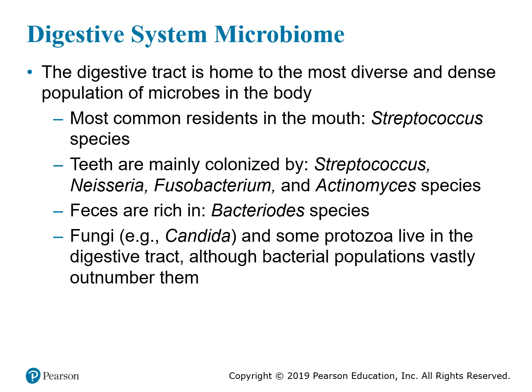The digestive tract is home to the most diverse and dense population of microbes in the body. Microbes will reside on mucosal membranes throughout the digestive tract and in different locations along the GI tract. You have different genera of organisms. The most common residents include the Streptococcus species that can be found in the mouth. The teeth can be colonized by various organisms. Feces has Bacteroides, and some fungi and protozoa will also live in the digestive tract, although the bacterial population can outnumber them. They can still reside even though those bacteria, those normal flora, are there.